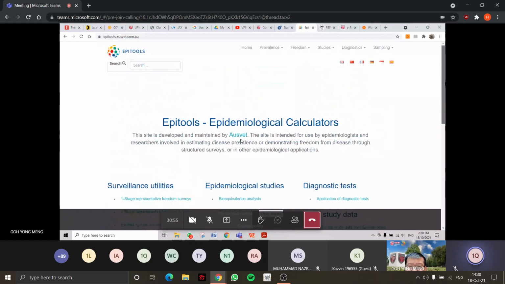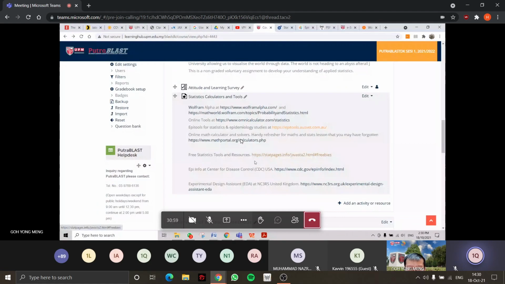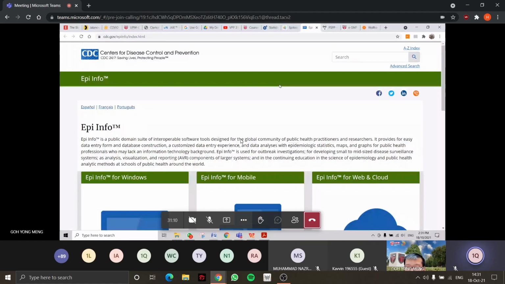Apart from that, you can also have free statistics tools here, and CDC for Epi Info. You can also download this. This is free software again. There are a lot of free things out there. This is for CDC.